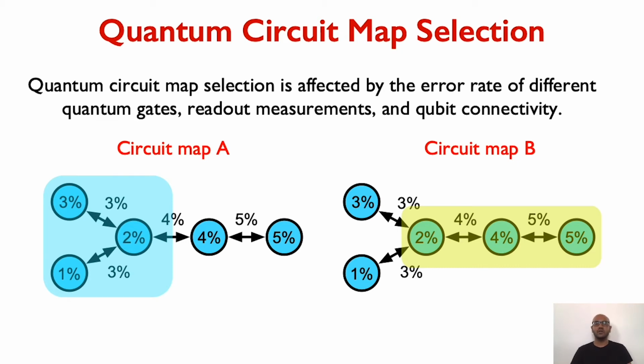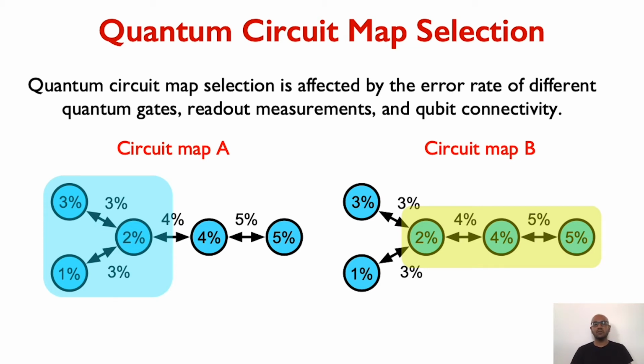So here we have the Vigo layout again, and we have circuit map A on the left and circuit map B on the right for a 3-qubit algorithm, and our goal is to decide which one of these two is better. So with circuit map A, we see that the 3 qubits that it executes on have error rates of 1%, 2%, and 3% for the 1-qubit operations, and the coupling resonators both have error rates of 3%.